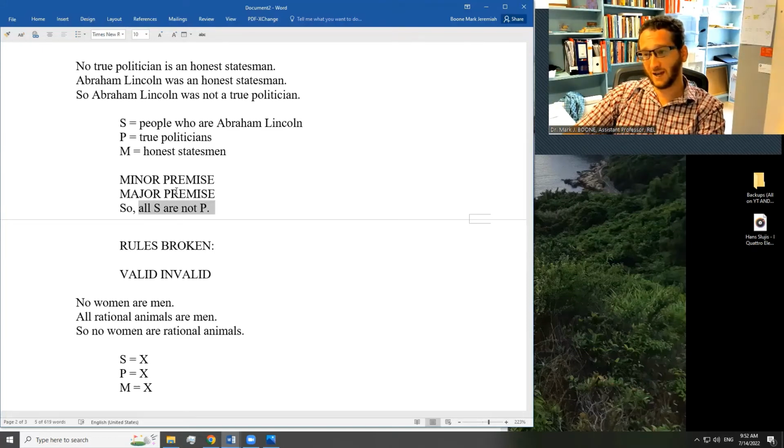How do we take a universal premise, a universal proposition that's negative, like all S are not P, all people who are Abraham Lincoln are not true politicians, and put it in standard form? Well, we can't say all or not. If you're going to say all, you have to say are. And if you're going to say a universal negative proposition, you have to say no.